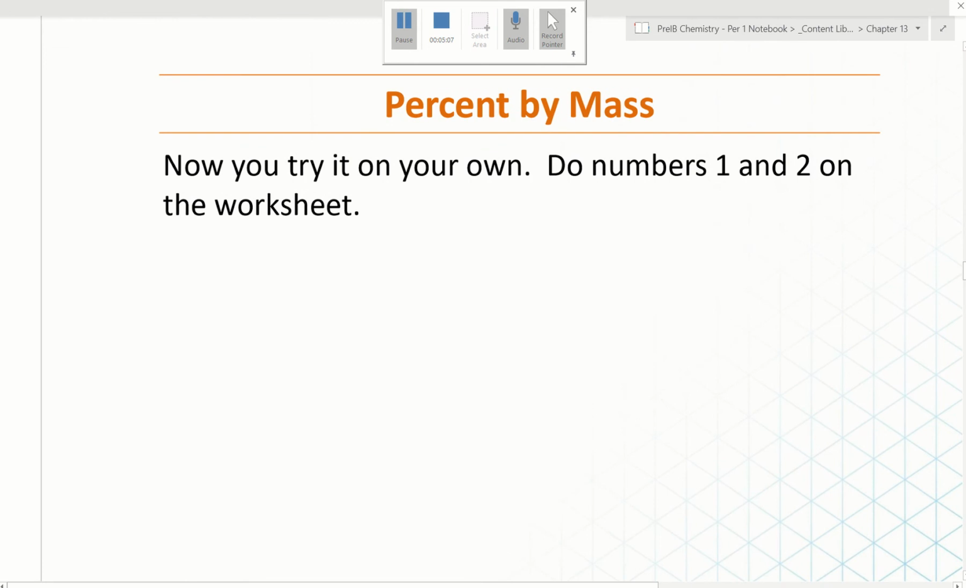If you go to your worksheet that was assigned with this lesson, you can go ahead and do numbers 1 and 2 on the worksheet. So pause the video now and go and practice on your own.